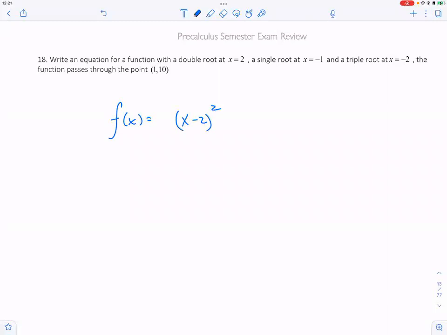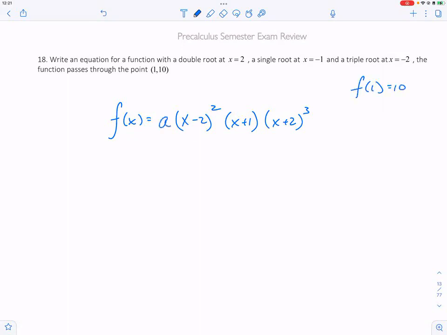A single root at x equals -1, that means (x + 1). A triple root at x equals -2, that means (x + 2) cubed. And the function passes through (1, 10). So that means f of 1 equals 10.